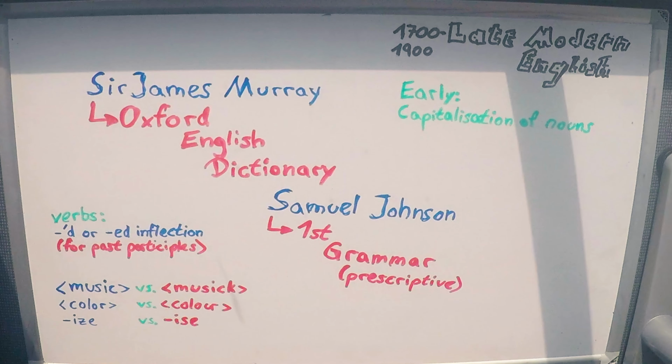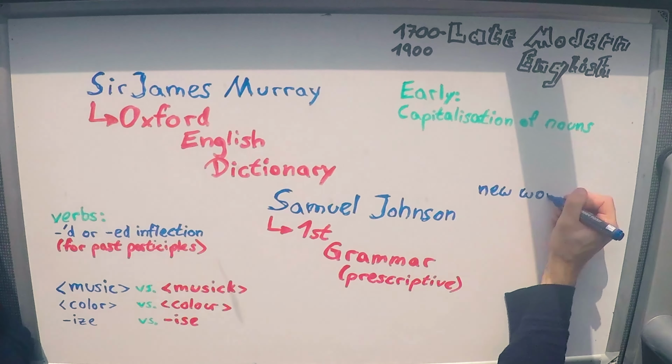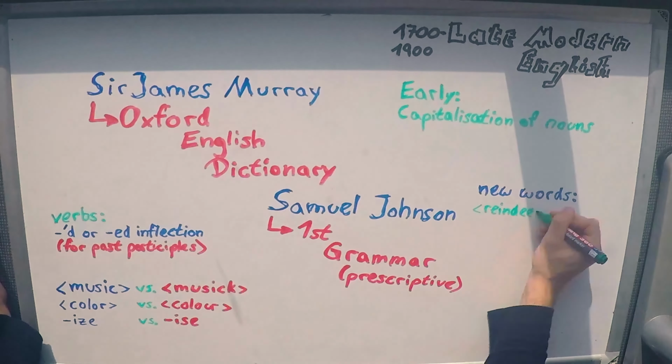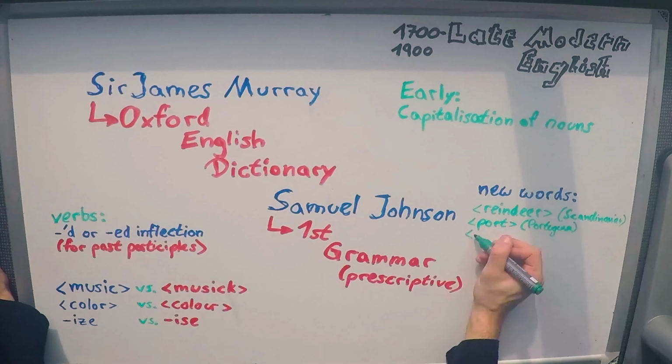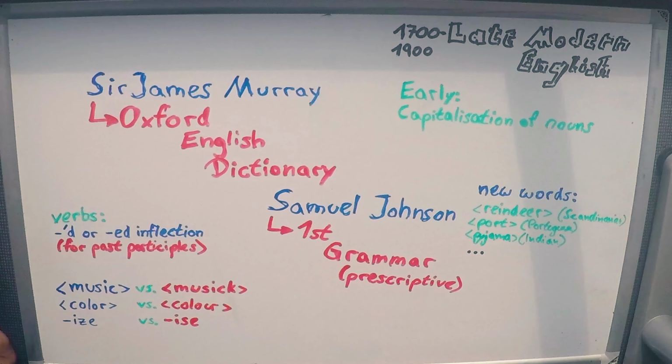As a direct result from colonization, the English lexicon also grew larger, probably much to poor Sir James Murray's distaste, as it adopted and borrowed words from a great many languages, such as reindeer from Scandinavian, port from Portuguese, and pajama from Indian. And so, as the years passed, we are finally jumping ahead to our current period of English.